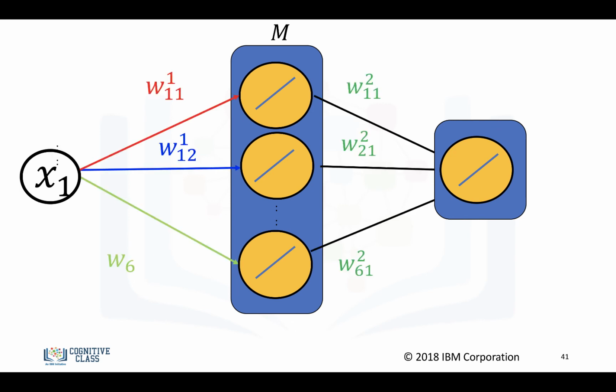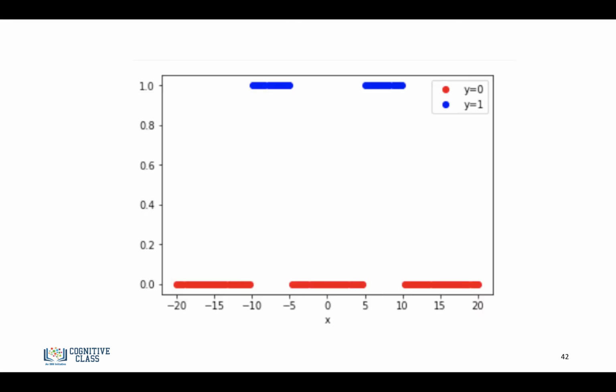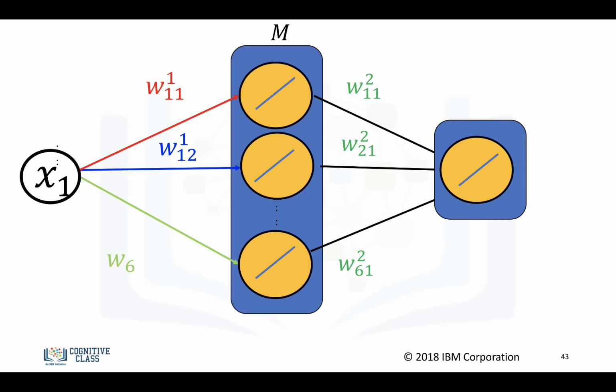So let's do an example where we have a one-dimensional input, and then we have 6 hidden neurons. And let's see if we can use a neural network to approximate this function. So anything in the region between -10 and -5 should be mapped to the class 1. And anything from the region 5 to 10 should also be mapped to class 1. And everything else should be mapped to 0. So let's see how we can use this simple network with 6 hidden neurons in its hidden layer to approximate this function. And don't worry, we'll do the training later.